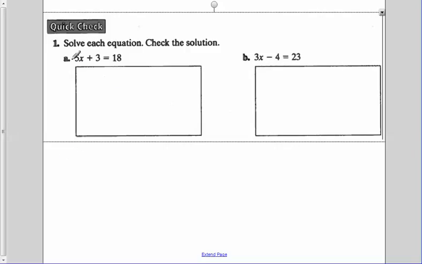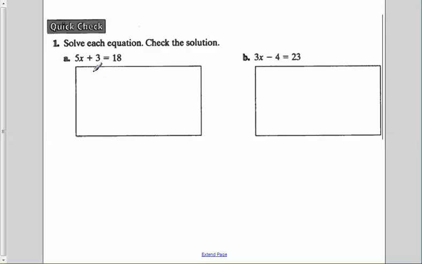Alright, so our first one, 5x plus 3 equals 18. Because it's easier to work with, I'm going to rewrite this just to make it easier on me. Remember, we work backwards with our order of operations: Please excuse my dear Aunt Sally. We'll do addition and subtraction first, and then we will multiply and then divide.